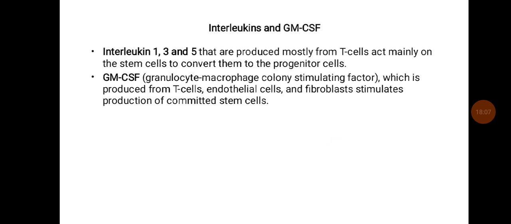Interleukins 1, 3, and 5 are produced mostly from the T cells and act mainly on the stem cells to convert them to the progenitor cells. GM-CSF, which is produced from T cells, endothelial cells, and fibroblasts, stimulates the production of committed stem cells.